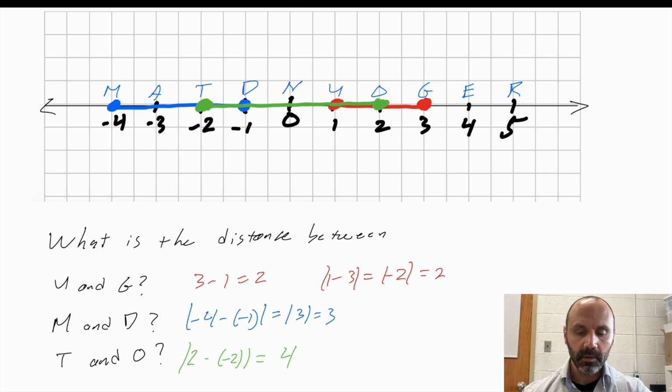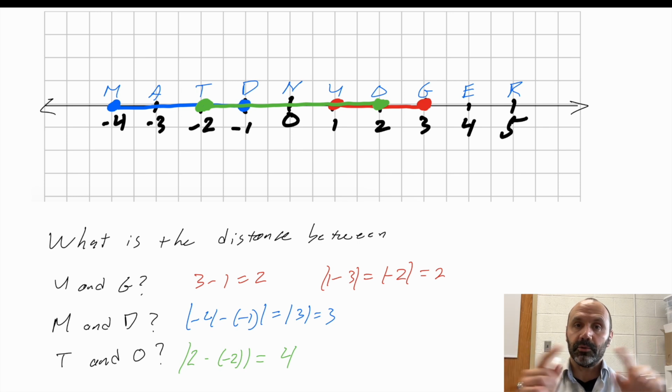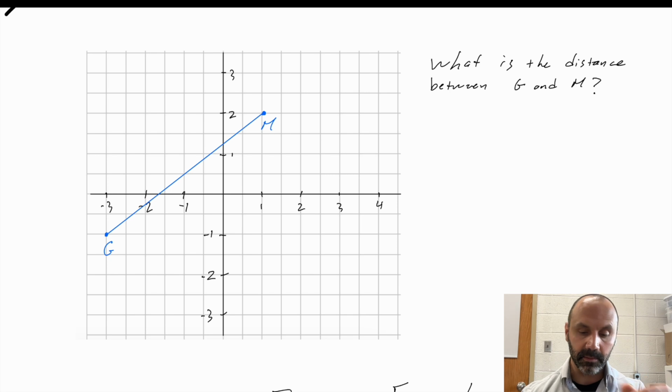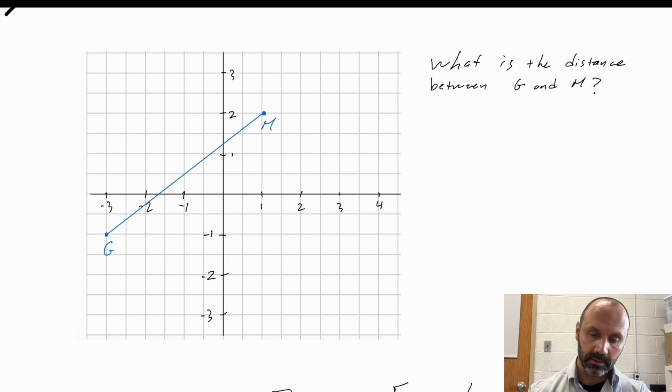Okay. So what are we doing? We're taking those 2 points, those 2 coordinates, and we're subtracting them in order to get that distance. Works well when it's one-dimensional. But what about if we've got 2 dimensions? I want to go back to the last lesson, like something like this here. So between G and M, what is the distance? Uh-oh, it's at an angle. So how do we handle this?